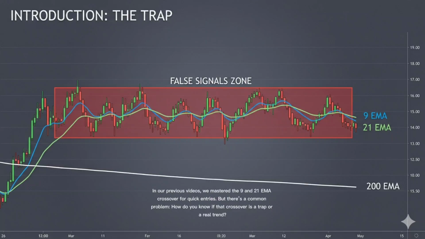In our previous videos, we mastered the 9 and 21 EMA crossover for quick entries. But there's a common problem. How do you know if that crossover is a trap or a real trend?